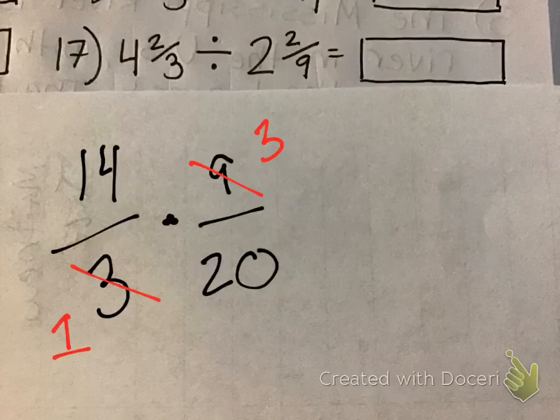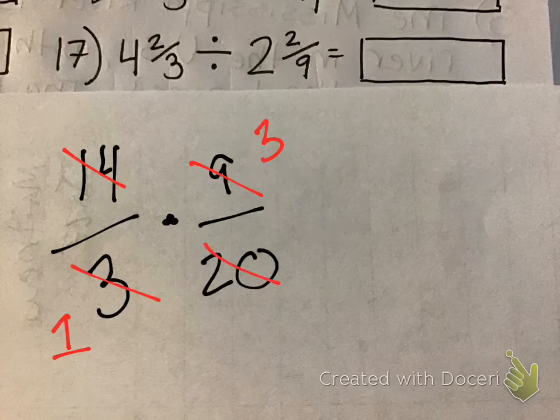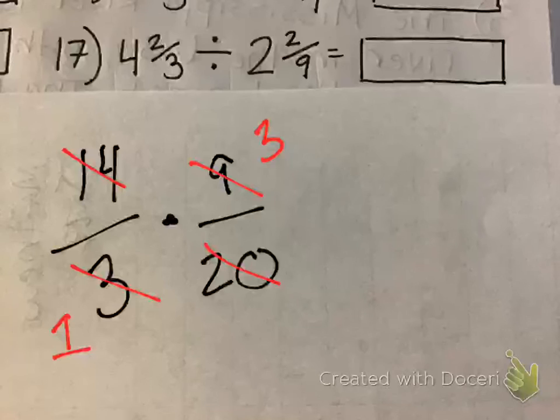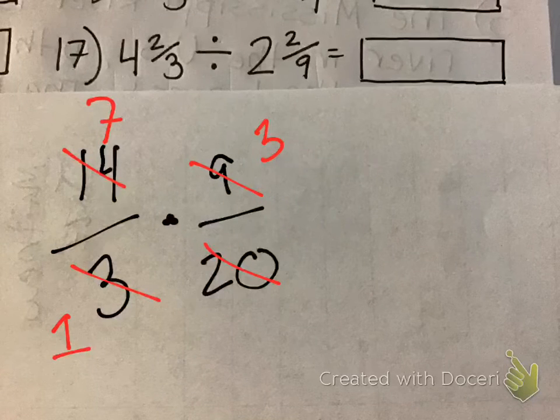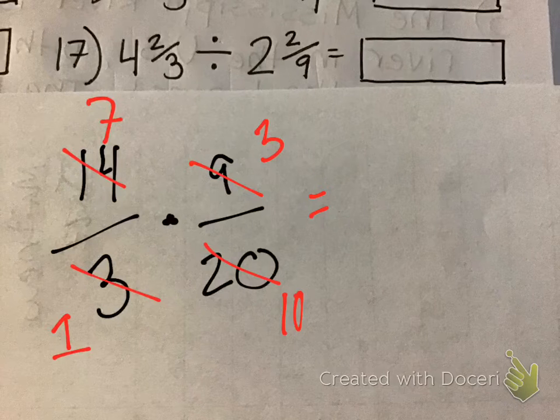Emmett, what else? 14/20. What does it become when I cancel it, Izzy? 7 and 10. Excellent. So what do I get as my answer here? Who can tell me what my answer is, Dominic? Perfect, Dominic. We get 21 over 10.